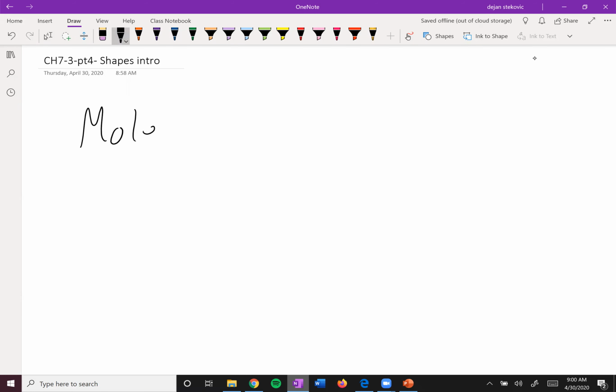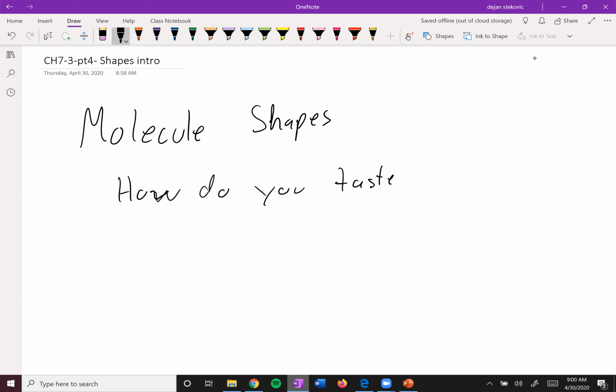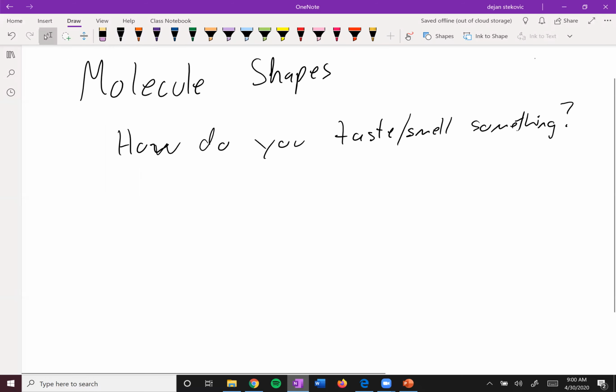All right, so next let's move on to molecule shapes. And this is an extremely important topic in chemistry. So let's take a look at an example of one of the ways this is important. The question comes from, how do you taste or smell something? How does that work? Why can you taste certain things but other things don't have flavors? Why do you smell certain things but other things are odorless, right?